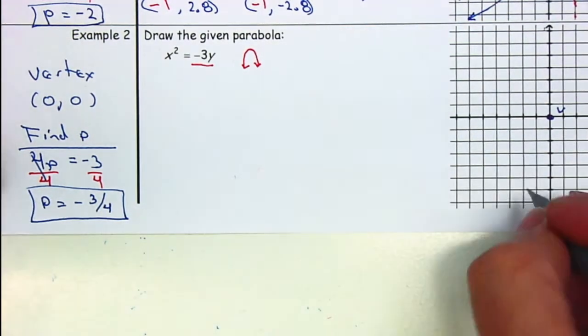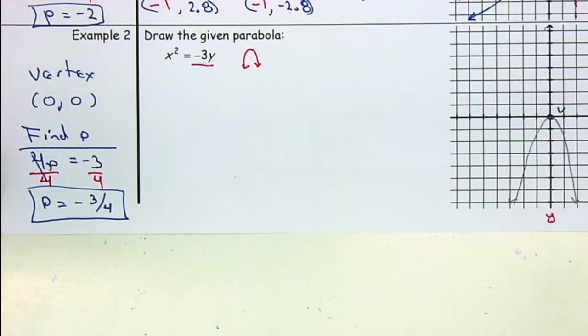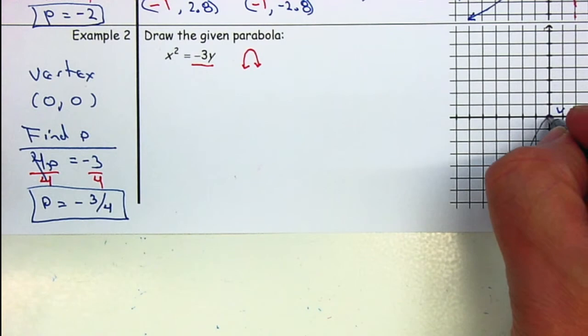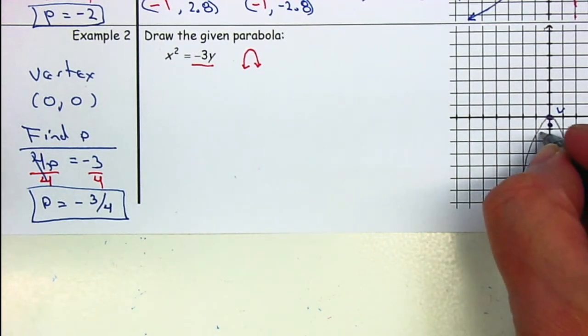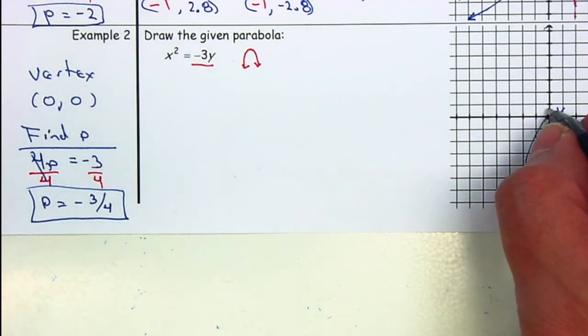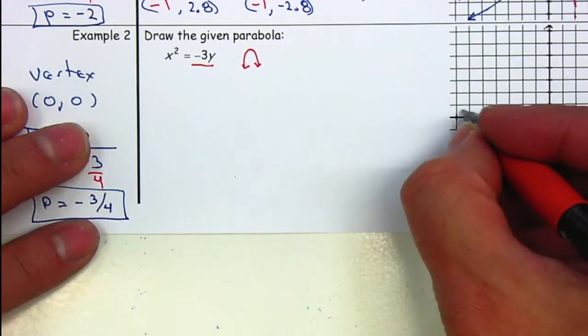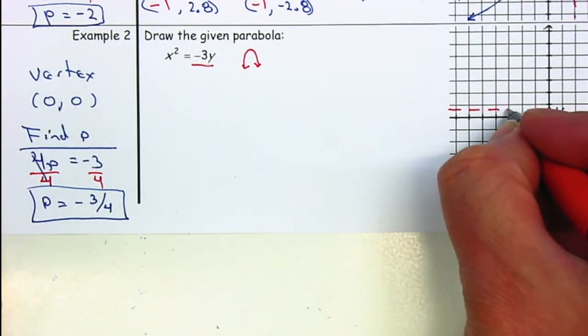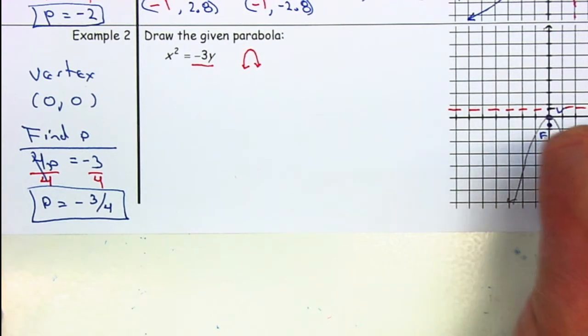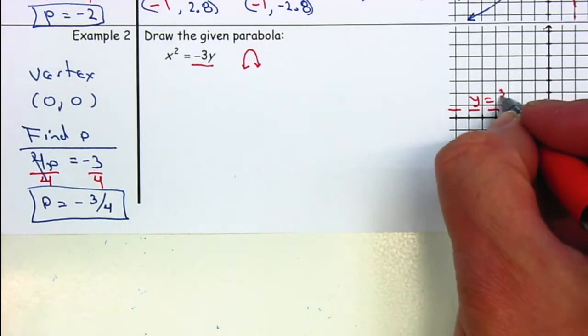Now, I'm just going to make a quick sketch so I know what the parabola is facing. It's facing down, just like we decided. So negative 3/4 will be around here, and that'll be my focus. Now, my directrix will be on the opposite side, 0.75 or 3/4, and that'll be my directrix. Your directrix will just be a line. In this case, it's a horizontal line crossing the y-axis, so this will be y is equal to positive 3/4.